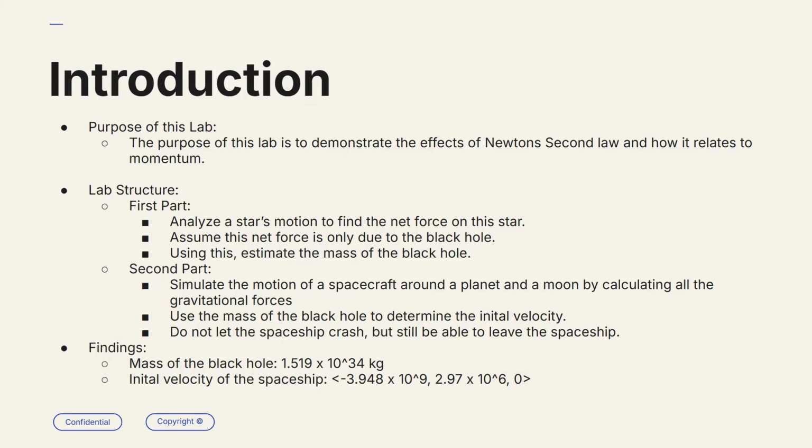The second part of the lab is to simulate the motion of a spacecraft around a planet and a moon by calculating all the gravitational forces. We have to use the mass of the black hole from the first part to determine the initial velocity of the spaceship, and the goal is to make the spaceship orbit the planet and the moon while still being able to leave orbit.